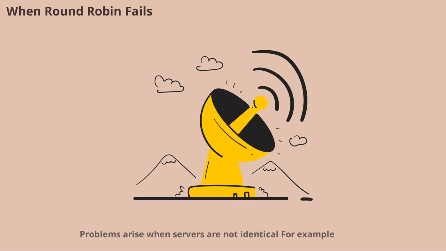Problems arise when servers are not identical. For example, if server 2 is busy with a long-running request while server 3 is idle, round robin will still send the next request to server 2 just because it's next in line. This can lead to longer queues and increased waiting times on some servers, while others remain underused. Clearly, we need a smarter way to balance the load, especially as systems become more complex.